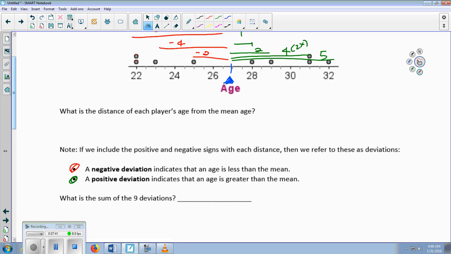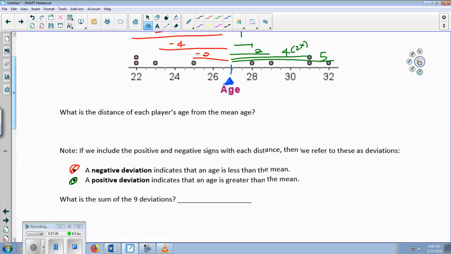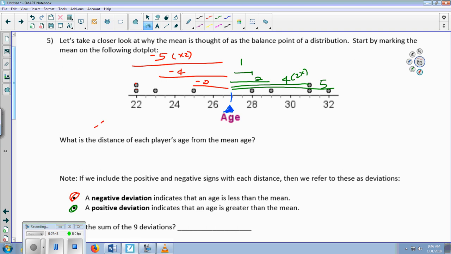So if we sum up all the 9 deviations, what happens? Well, first let's sum up our red ones. So we had -2, -5, plus -5, plus -4, plus -2. That sums up to be -16. So the deviations that are less than the mean are -16. The deviations that are greater than the mean, we had 1 plus 2 plus 4 plus 4 plus 5. And that also comes to 16.